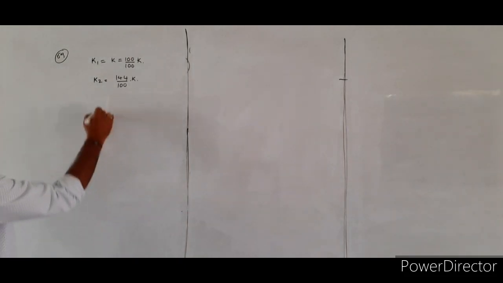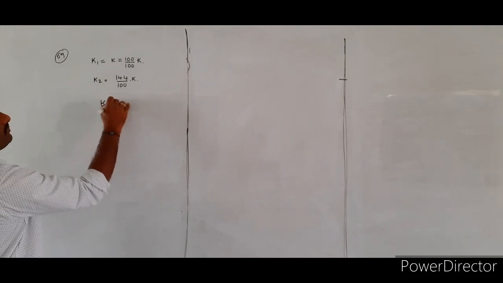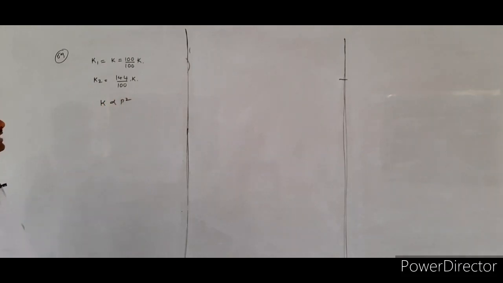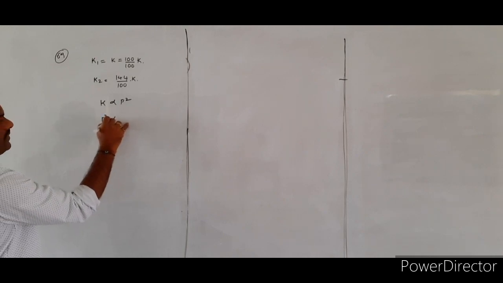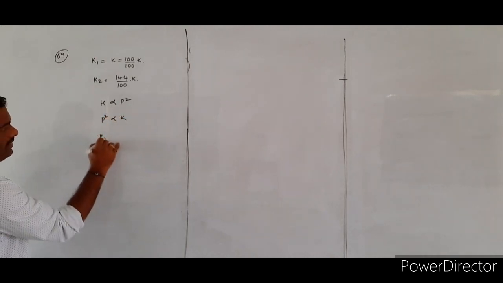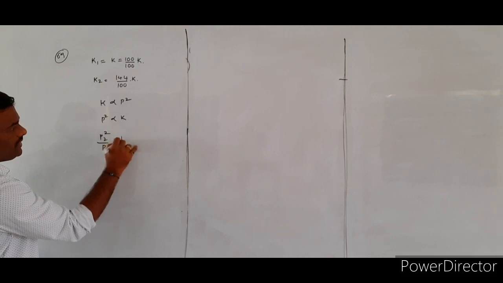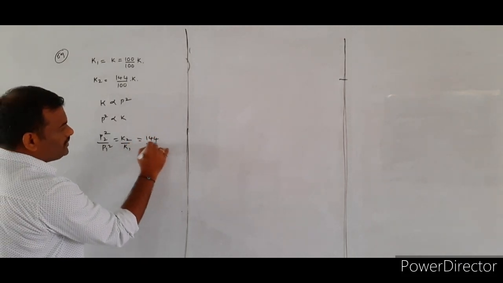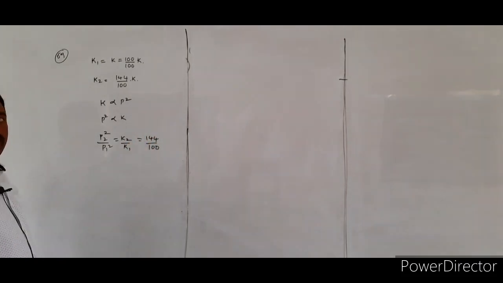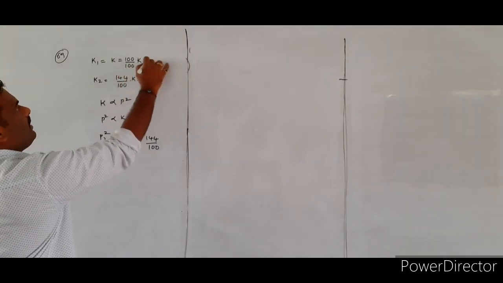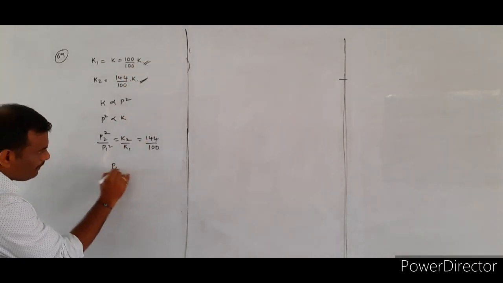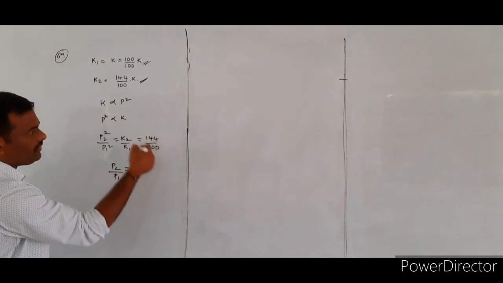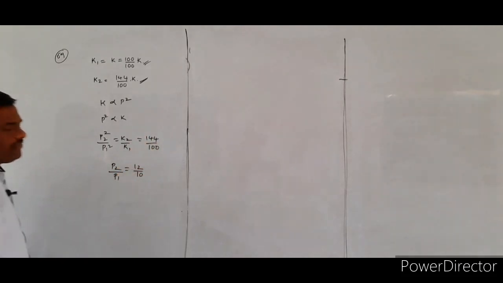So what is the relation between the kinetic energy and linear momentum? Kinetic energy is directly proportional to P square. Therefore, P square is directly proportional to K. I will write P2 square by P1 square is equal to K2 by K1. K2 by K1 value is equal to 144 by 100. From this, P2 by P1 value is equal to, if you take the square root, 12 by 10. So the ratio of the momentum you got.